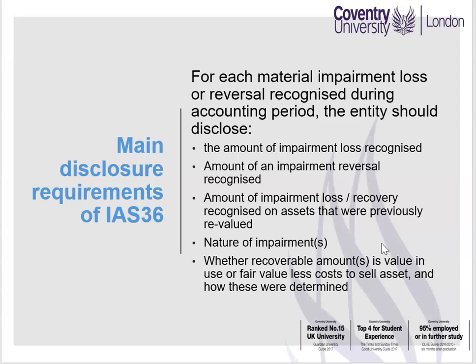In terms of disclosure, for each material impairment loss or reversal recognized during the accounting period, the entity should disclose the amount of impairment loss recognized, the amount of impairment reversal recognized, the amount of impairment loss and recovery recognized on assets that were previously revalued, the nature of the impairments, and whether recoverable amount is value in use or fair value less cost to sell that asset, and how these were determined.